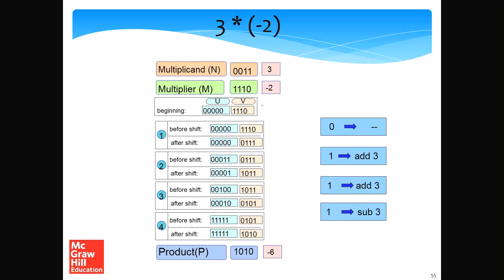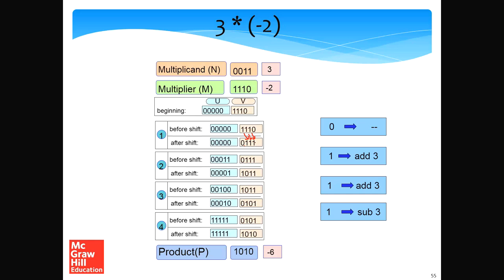Then we start. The first thing that we do is take a look at the LSB of V. The LSB of V is 0, so we don't do anything. Before the shift, we'll have U as all zeros and V as 1 1 1 0, and then we shift. Each of these bits gets shifted one step to the right.